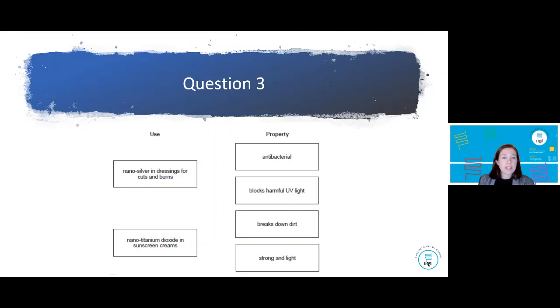So question number 3. We have uses on the left-hand side and properties on the right. All you have to do is to draw a line between the use and the correct property. Let's have a look at the use to begin with. Nanosilver in dressings for cuts and burns. Why is it used for that? What's the property that makes that suitable? And then nano titanium dioxide in sunscreen creams. What property do you think would match up with that one? I'll give you less time for this. If you can match those up, I'll come back to you in around 30 seconds.